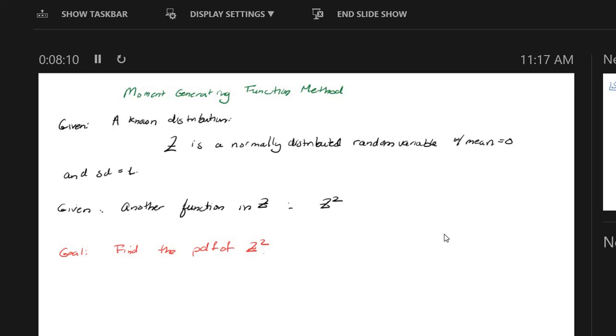So in this instance, couldn't we have just referenced the normal distribution PDF in the back of the book rather than going through this? No, because they ask you to transform it. So you know this is your known distribution, but they are asking you about the distribution for z squared. So you can't do that.